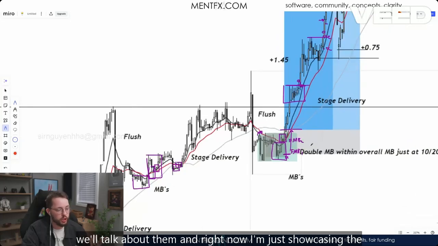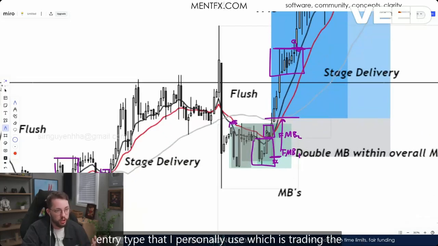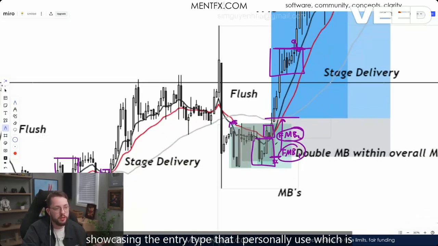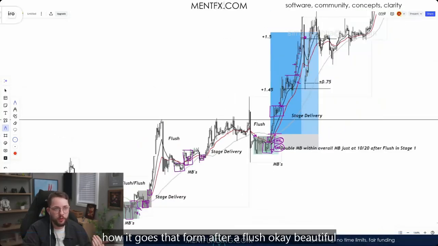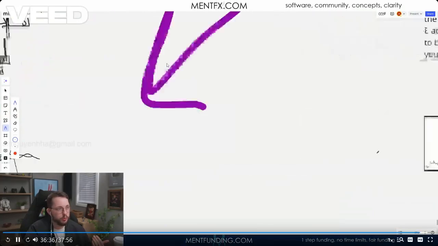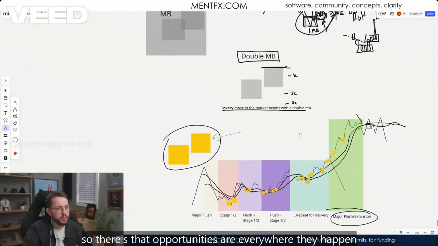And right now, I'm just showcasing the entry type that I personally use, which is trading the initial double MBs, or 3, 4, just depending on how it goes, that form after a flush, okay? Beautiful. So there's that.